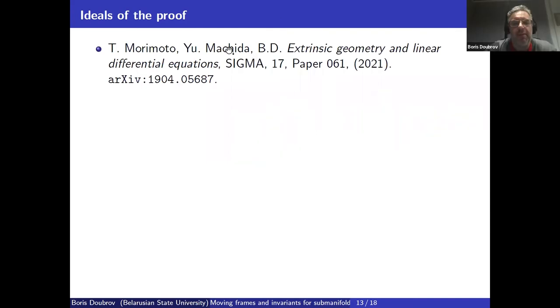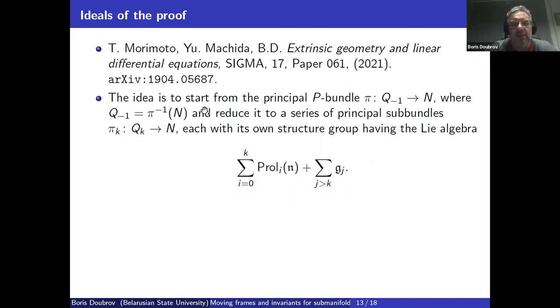And ideas of the proof. So this is a reference to the paper that was published at the beginning of this year in Sigma Journal and was available in archive since 2019. And the idea stays the same as in case of curves. So we build a series of reductions. At each step, we reduce one principal bundle to a principal subbundle, and each time we reduce the structure group to a smaller subgroup, which descends to the prolongation of N0, stabilizer of prolongation of N. So at each step, we arrive at a prolongation of N0 plus everything starting from the k plus one.